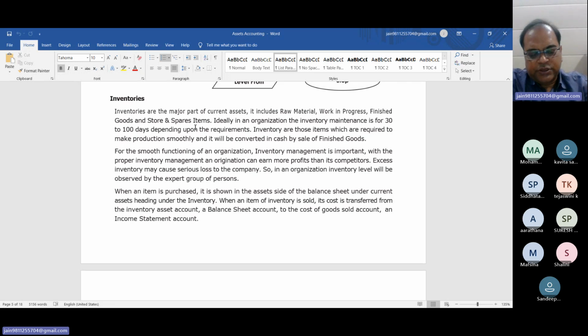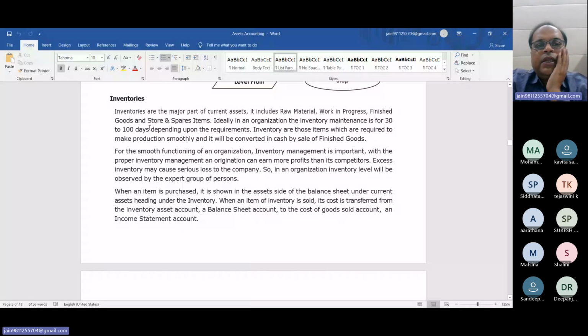First we purchase the goods. This is called the raw material. Now material is converted into WIP and WIP is converted into finished goods. Now we will sell the finished goods. So this is the inventory cycle. Inventory includes raw material, WIP, finished goods, and store and spares items. Ideally, in an organization, inventory is maintained for 30 days to 100 days, depending upon the requirement, as we have already discussed. What is the duration of inventory? 30 days to 100 days.